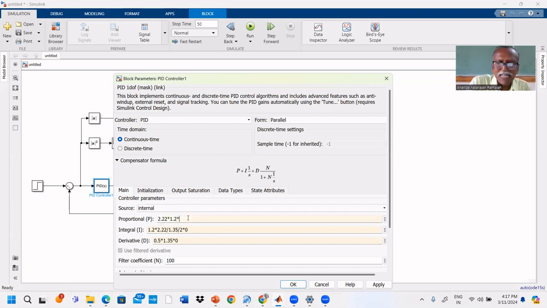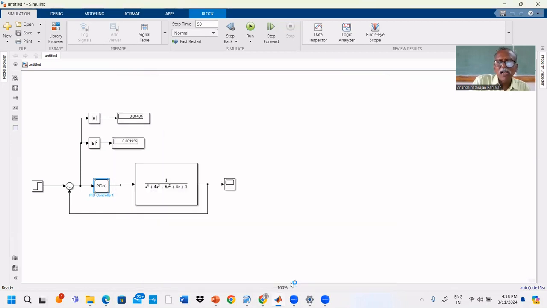Or let us multiply this by 50% of this value. 2.22 multiplied by 0.25. Let us start from here. Let us give 2 initially and multiply by 0.25. Apply. I gave a small gain. I am seeing the response.